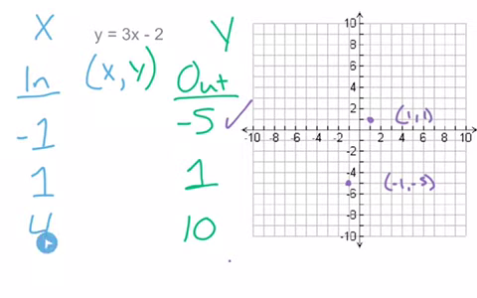Then the last one is 4, 10. Starting at the origin, going right 4 because it's positive on the x-axis. Then going up 10. This is my last point that I figured out, 4, 10. So now what we do is we can connect these with a line.